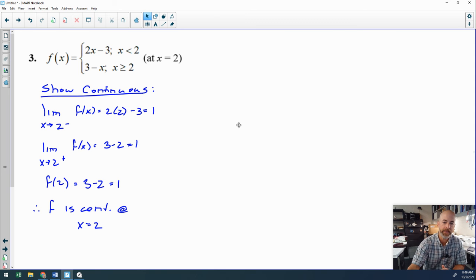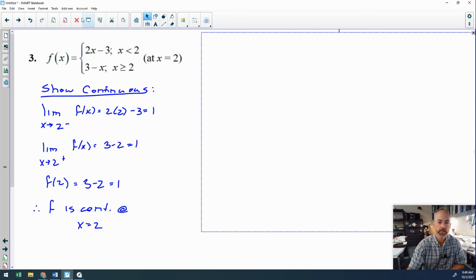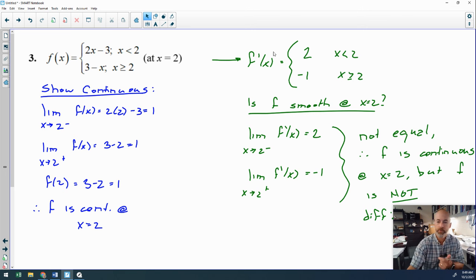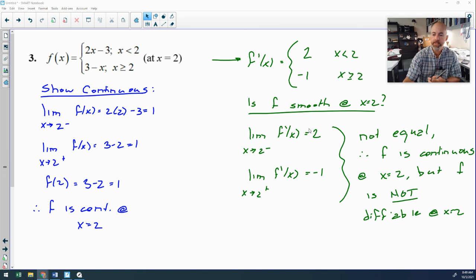Now we want to determine if this function is smooth at x equals 2. And to do that, we will need the derivative. And so let me get this out of the way. Here's my derivative. And when I do the limits to determine the smoothness at x equals 2, we can see that the derivative is 2 on the left side of x equals 2. It is negative 1 on the right side of x equals 2. Those are not equal. That is not a smooth transition through the point of 2.